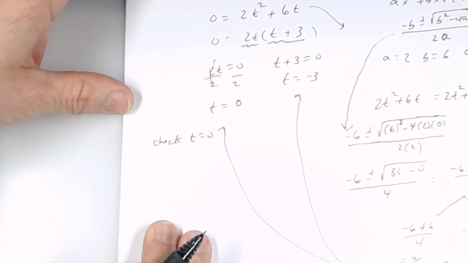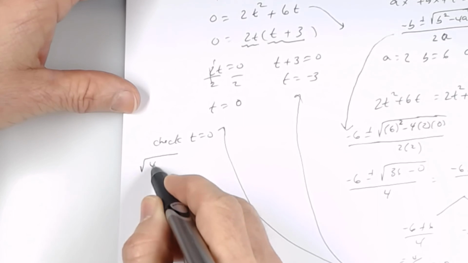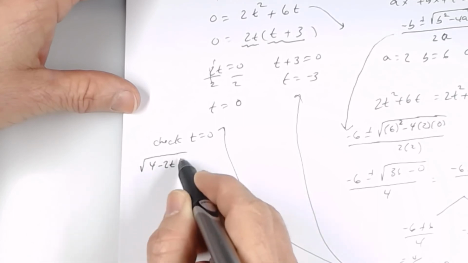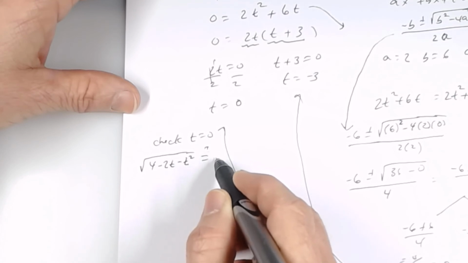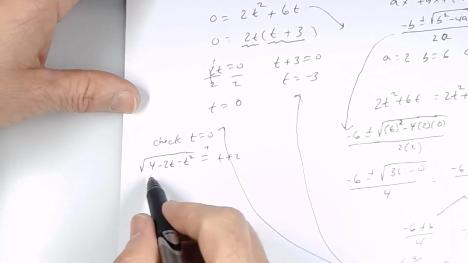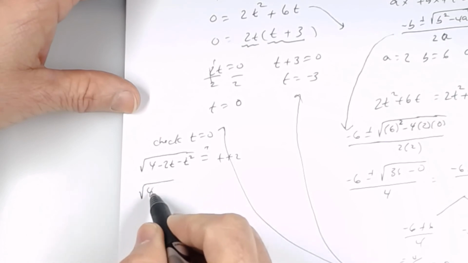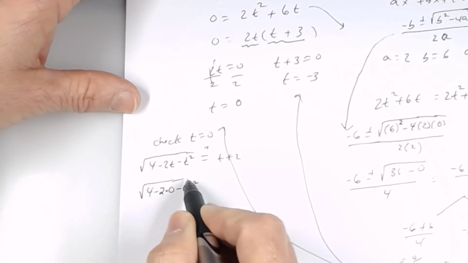All right, t equals 0. So I'll go back to the original. Here was the original. It was the square root of 4 minus 2t minus t squared. And I want to see if that's going to equal t plus 2. So where we see the variable t, what do you substitute? 0. So I get the square root of 4 minus 2 times 0 minus 0 squared.